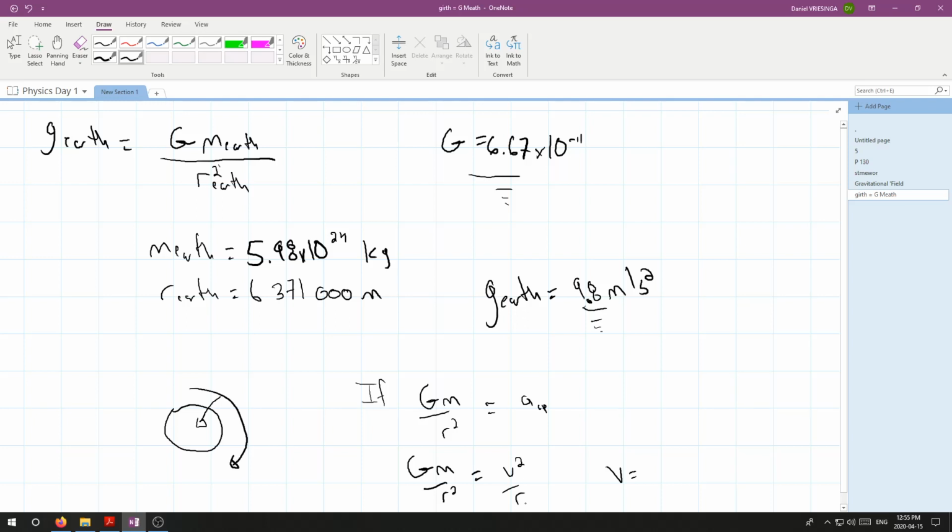I'm going to bring this r up, and so that one will cancel, and I'll just be left with G times the mass over r, all square rooted. So I know the mass of the Earth, right? And I know the radius will be kind of like the height up. The radius will be the radius of the Earth plus the height of however high up I want to go to go around the Earth. So let's do an example question with that.